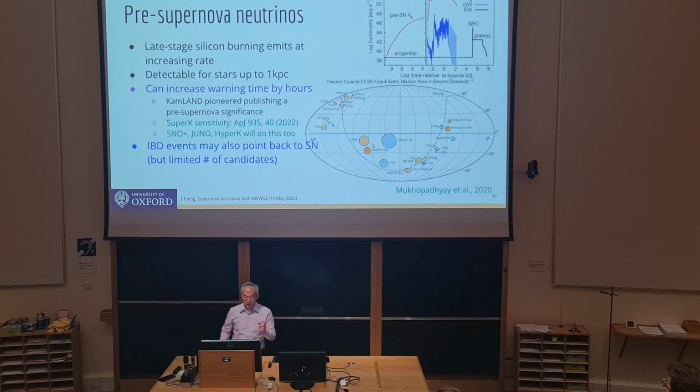Then pre-supernova neutrinos. Again, they can increase the warning time by hours. There is an experiment, KamLAND, which has pioneered regularly publishing the significance of their inverse beta decay observations. Super-Kamiokande has joined them in the last year, SNO+ is coming online, and JUNO will do this too.